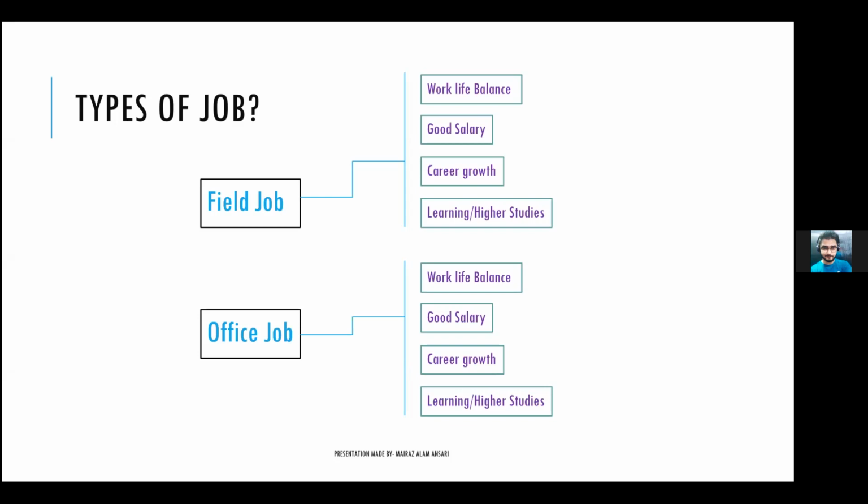So whenever you are talking about the jobs, you should also take all these points into account, that whether all those jobs are having these particular things or not. So with studies and with facts, it is proven that in field job you will have lesser work life balance. Work life balance means that you are going to work on the site for around 12 to 14 hours, and after coming from your job, you are not going to have your personal life. So that is something, work-life balance. So in field job you are having very less work-life balance.